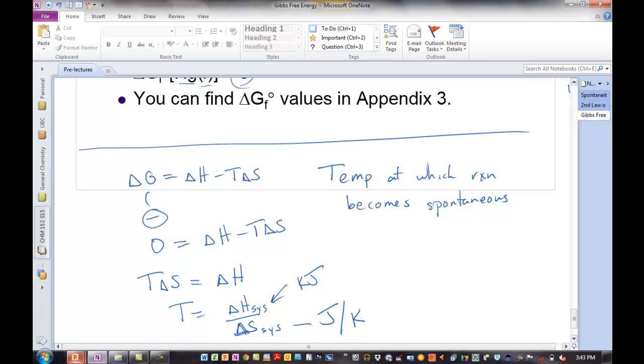I think that's enough for now. I didn't work any problems, but I will give you a problem to solve for delta G a couple of different ways in the pre-lecture quiz, and the question about the sign conventions as well in the pre-lecture quiz. And I think that'll be good.